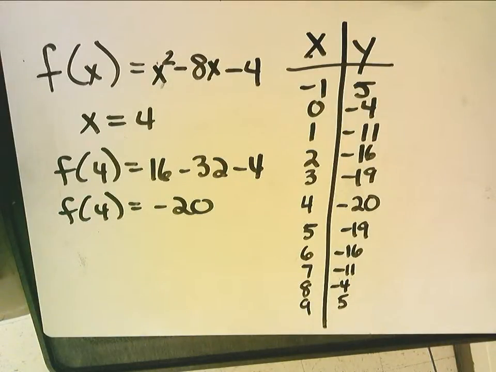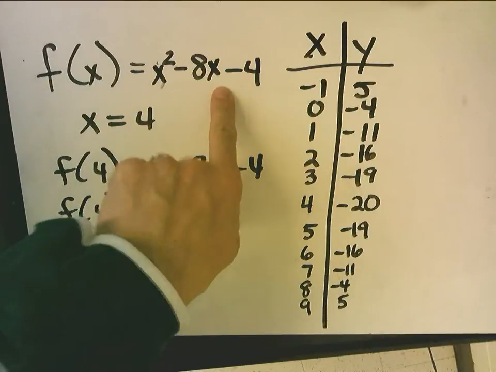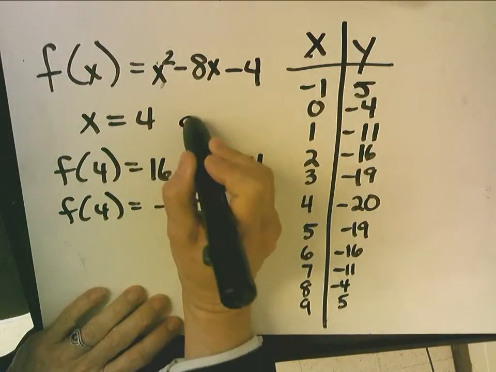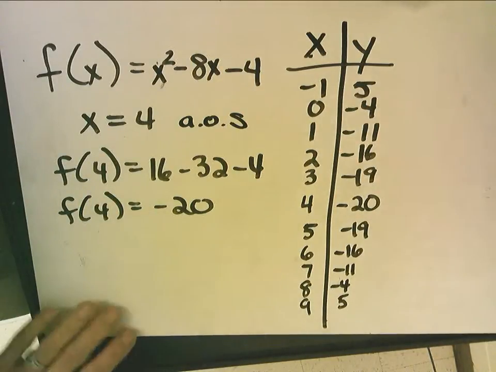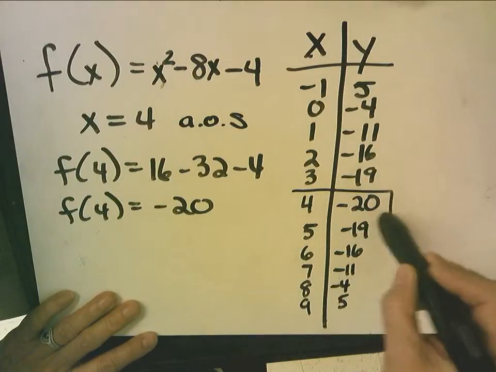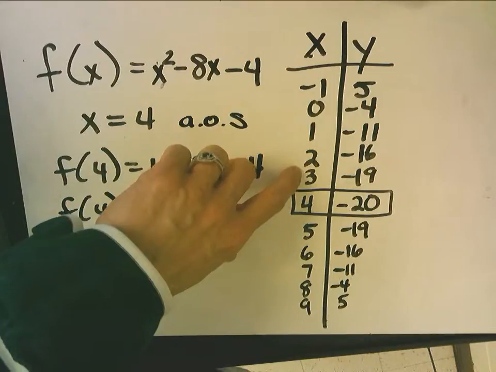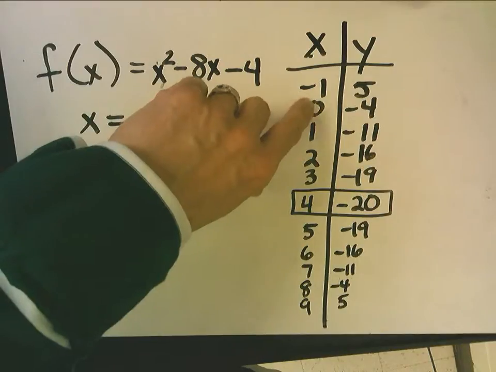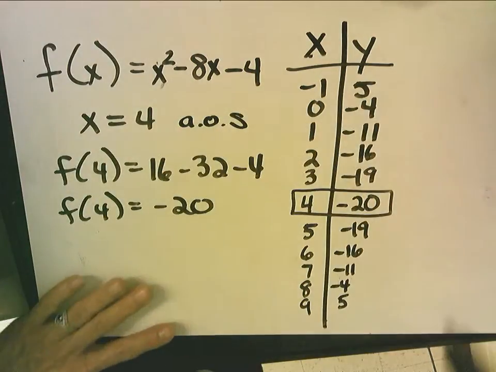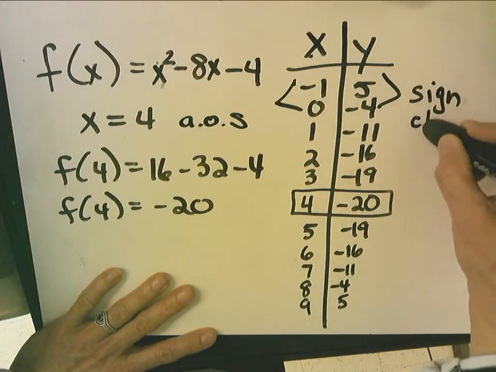Okay, now, still on page 22, the next problem says approximate the zeros of this function. So what I did was I found the axis of symmetry, and then I found f of 4, which was negative 20. So I know my vertex was 4, negative 20. And I noticed this was climbing pretty slowly. 3 was negative 19, 2 was negative 16, 1 was negative 11, 0 is negative 4, and it's not until x hits negative 1 that I see a sign change.